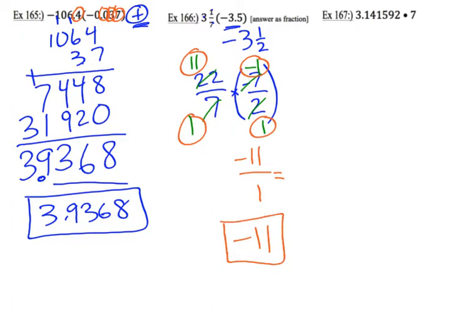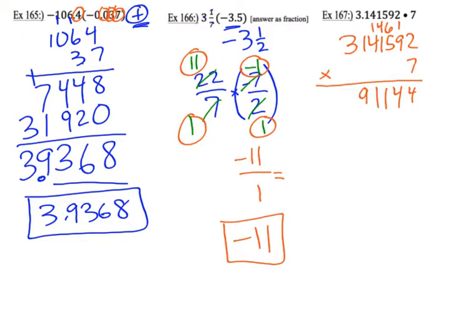Okay, example 167. 3.141592 times 7. I'm going to stack and multiply. Looks like there's not a whole lot I need to multiply. That's nice. 2 times 7 is 14, carry the 1. 7 times 9 is 63, plus 1 is 64, carry the 6. 5 times 7 is 35, plus 6 is 41, carry the 4. 7 times 1 is 7, plus 4 is 11, carry the 1. 7 times 4 is 28, plus 1 is 29, carry the 2. 7 times 1 is 7, plus 2 is 9. 7 times 3 is 21.